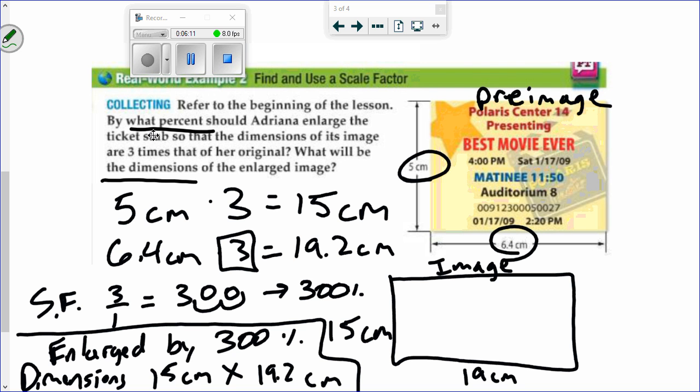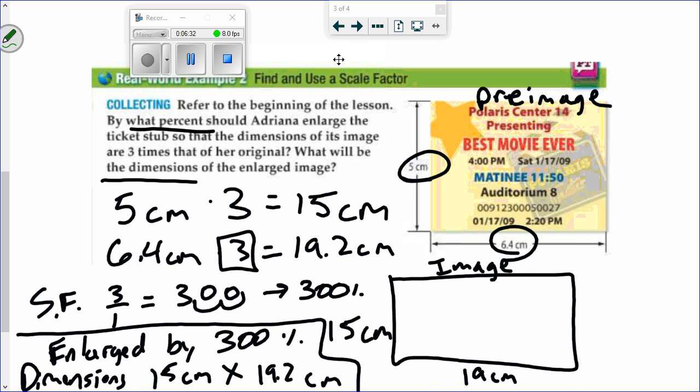We also were asked what percent should this be enlarged by. Well, to change our scale factor of 3 over 1 to a percent, we move the decimal place of 3 to the right twice. Gives us 300%. So this is enlarged by 300%.